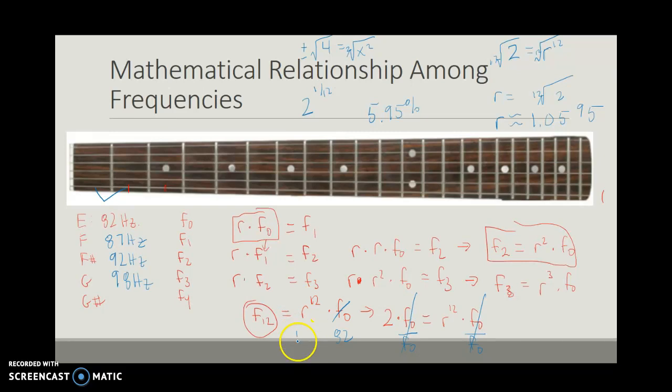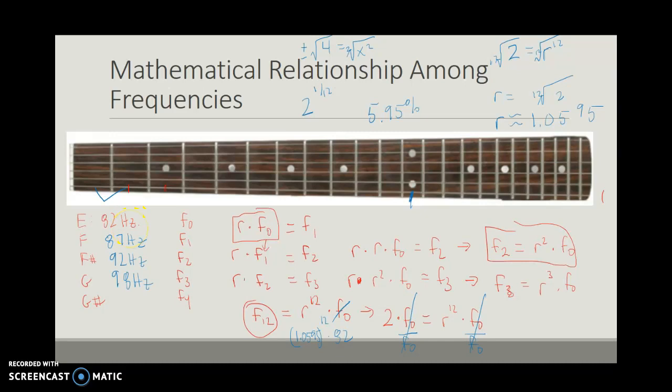Well, that's going to be 1.0595 to the 12th power. What I should get is the frequency of the note played in the 12th fret. Now, we know by composition that that should equal doubling the frequency of the E note here. So this F12 note should be about 164 hertz.